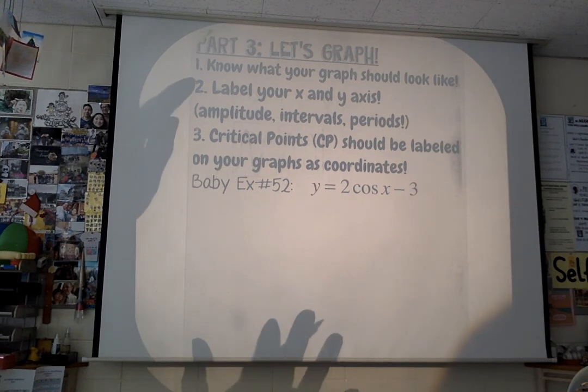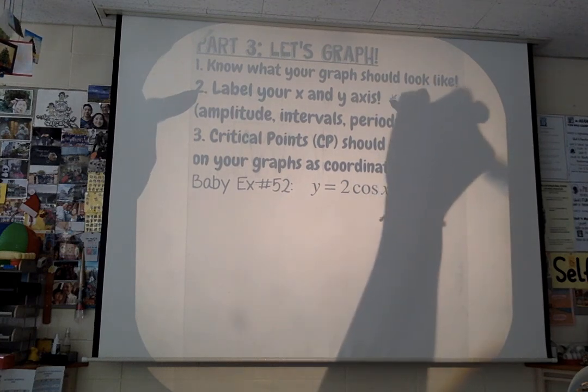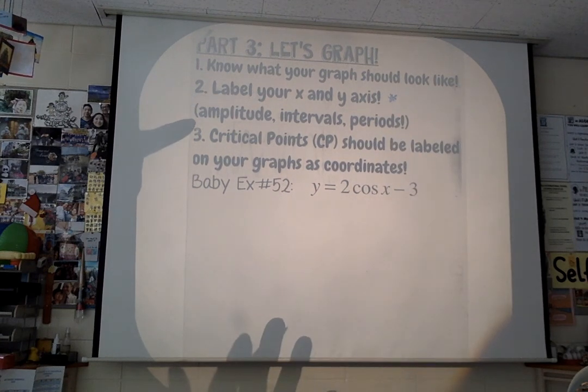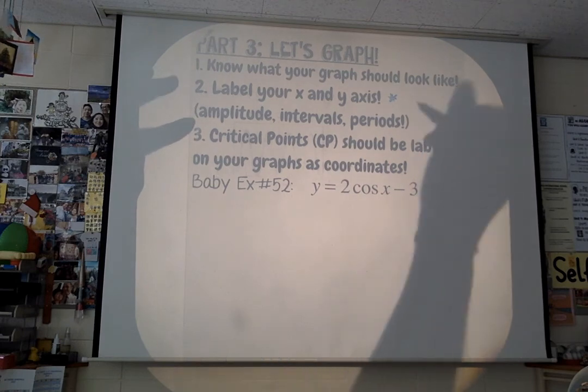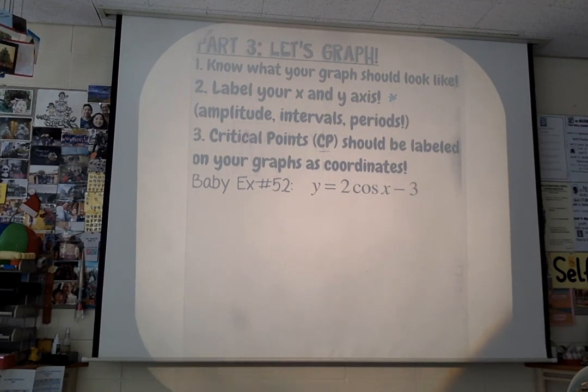Know what your graph should look like. This is part 3. Find it in your notes, please, and let's graph. Label your x and y axes, and this is not your typical x and y axes, so I'm going to star that. Amplitude, intervals and periods, I'm going to mark that too, and don't forget your critical points, CP, should be labeled on your graph. At least 5 critical points have to be labeled, okay?